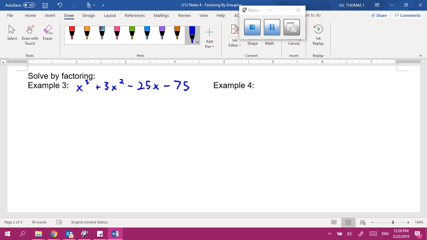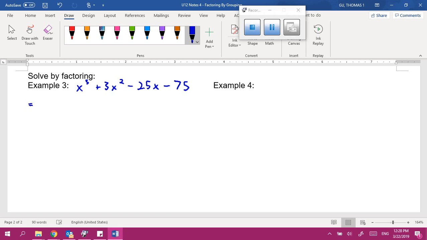So here are the instructions. It says solve by factoring. So make sure you understand what the instructions say. That's our biggest issue usually. Not the mathematical skills, but actually just understanding what we're doing, as in vocabulary questions. Okay, so what's the first step here?